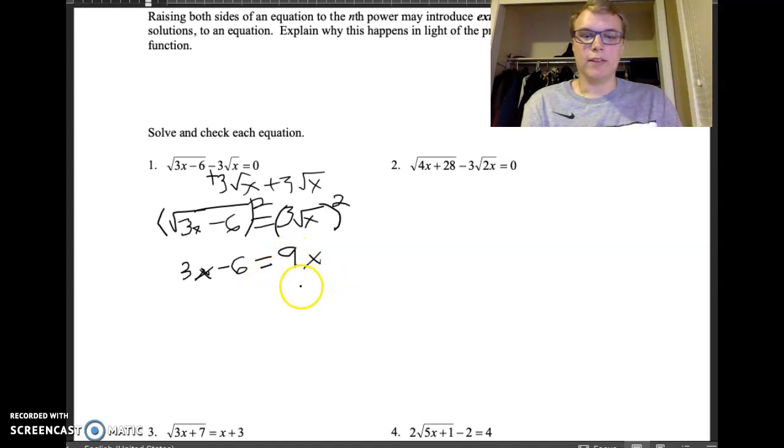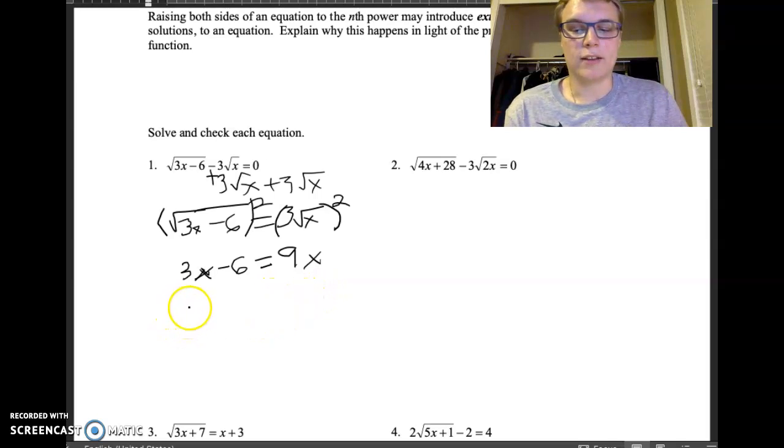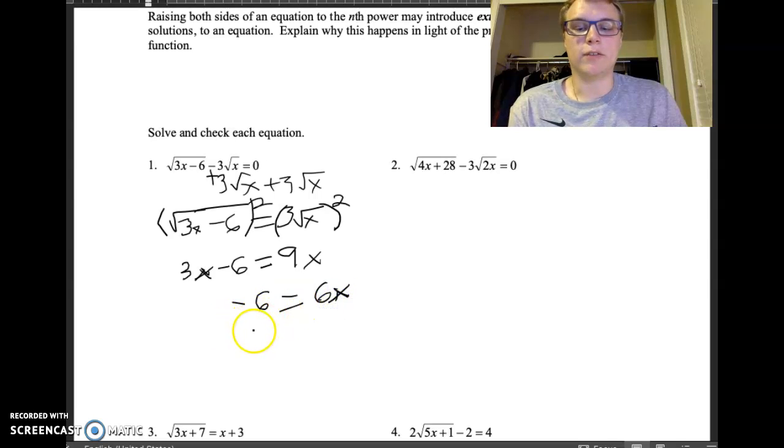Okay? And then this ends up being fairly simple. We'll subtract the 3x over so that we get negative 6 equals 6x. And then we divide by 6, so we get negative 1 equals x.